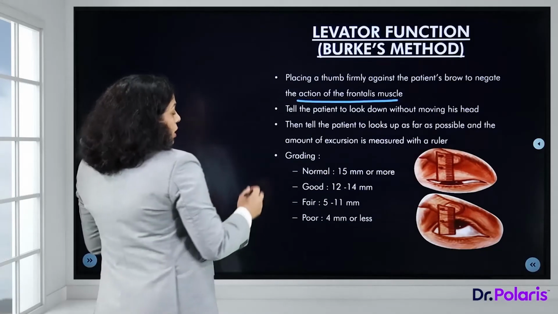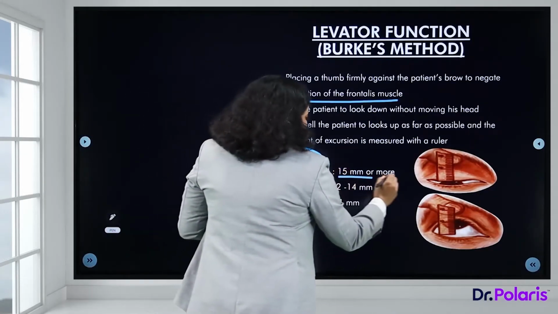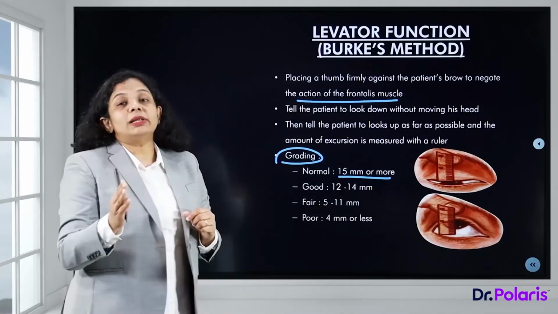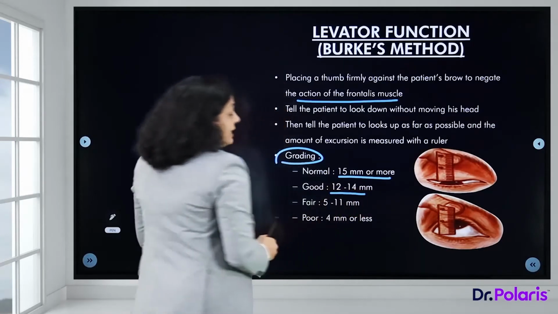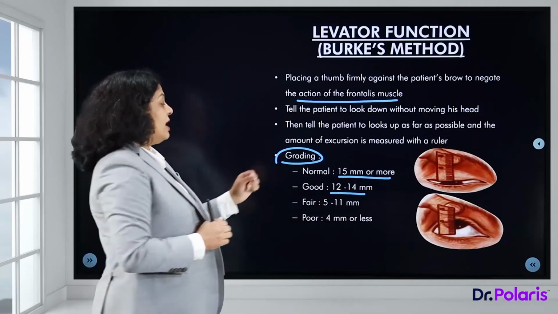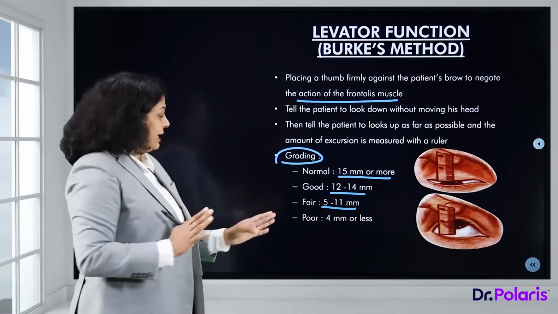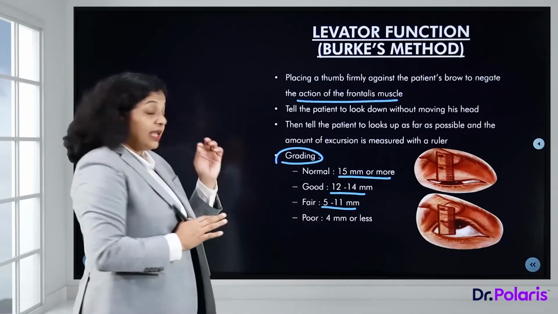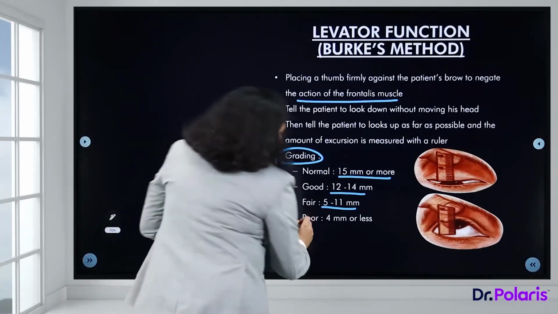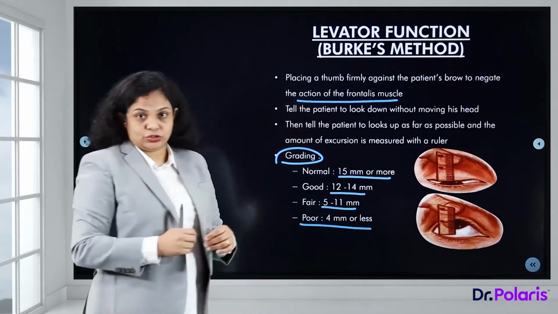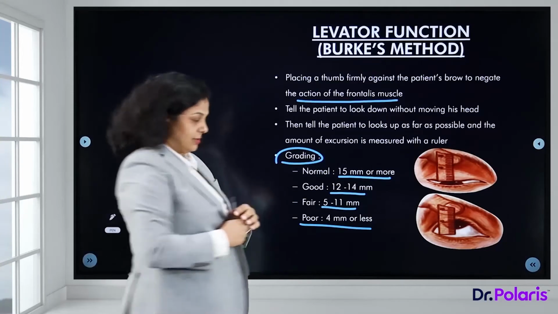Now, based on that, you will grade it. If it is 15 millimeters or more, it is a normal levator function. If it is 12 to 14, it is good levator function. If it is 5 to 11 millimeters of excursion only, then it is fair. If it is less than 4 millimeters, it is poor levator function. So this is how you measure the levator function by Berke's method.